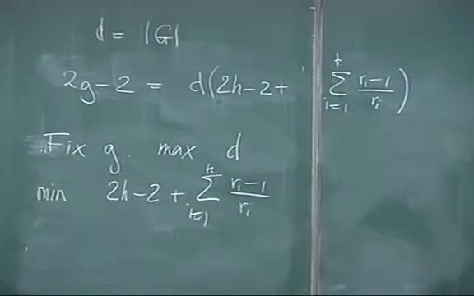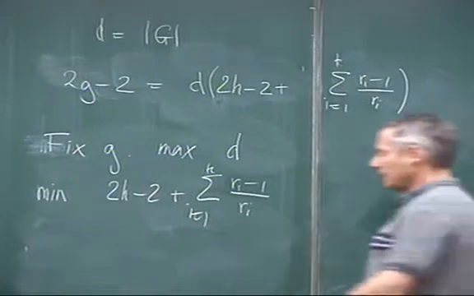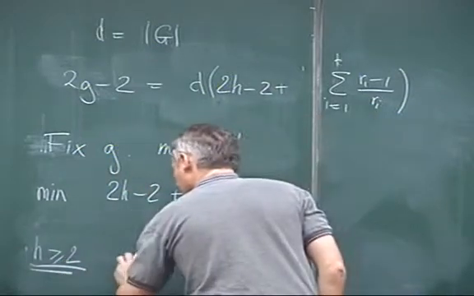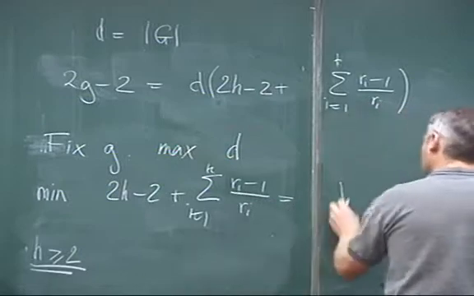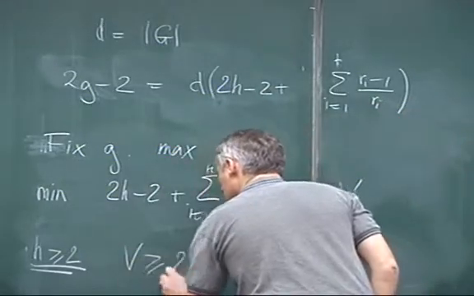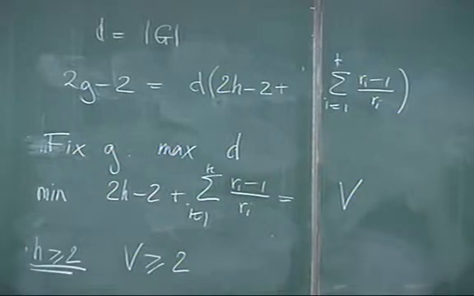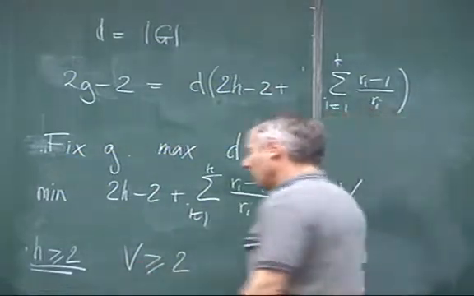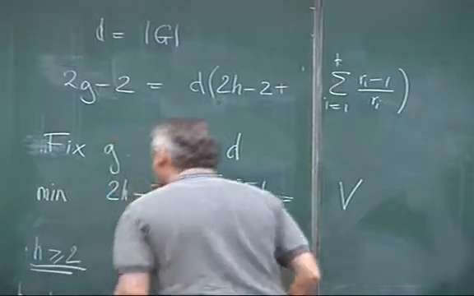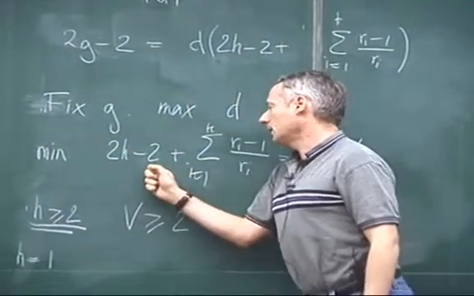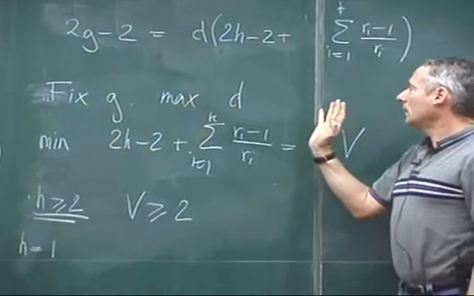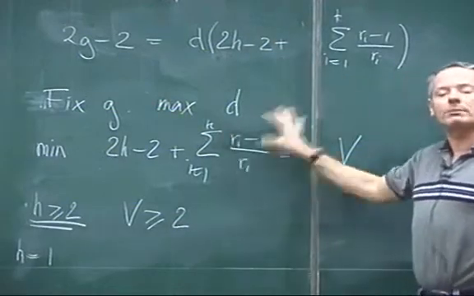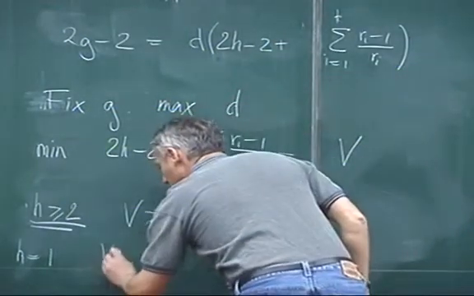And then I do nothing more than just experiment. If I take h at least 2, this sum, let me call it V, is at least 2. It doesn't even matter what the branch points look like. If I take h equals 1, this term is 0, and V has to be positive, so I have to get at least one ramification point, and the minimum contribution is a half. So V is at least a half.